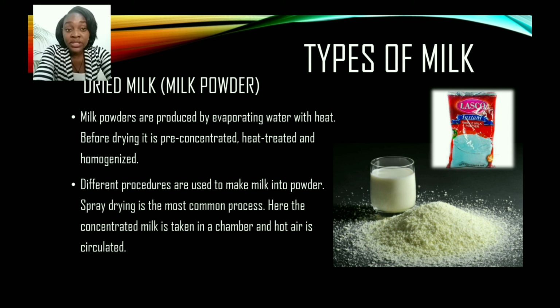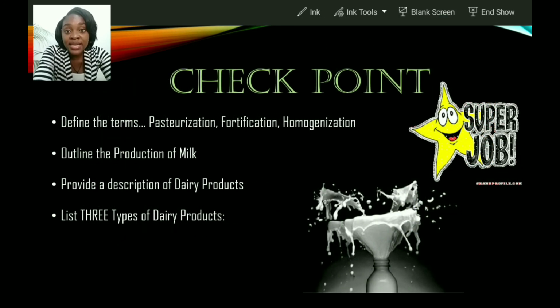And finally, guys, we also have dried milk, or we could say powdered milk. So milk powders are produced by evaporating water with heat. Before drying, it is pre-concentrated, heat treated, and also homogenized. Now, different procedures are used to turn milk into powder. Spray drying is the most common process. Here, the concentrated milk is taken in a chamber and hot air is circulated.